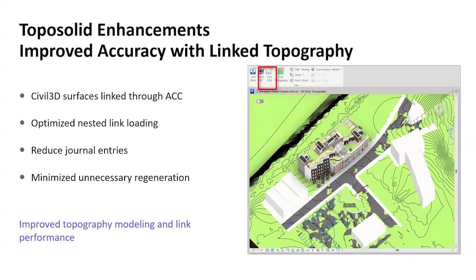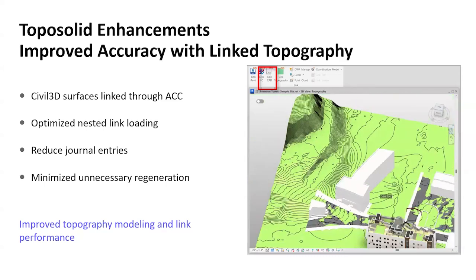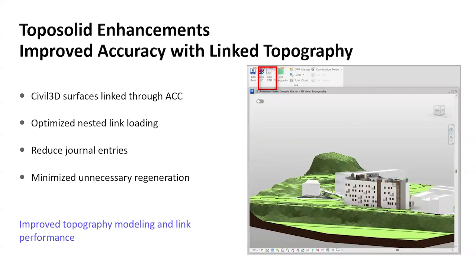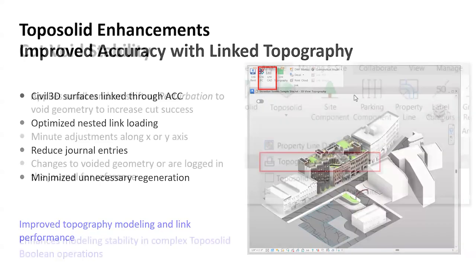The performance enhancements include optimized nested link loading, so reducing processing for complex link models. There's some additional optimizations, reducing journal log entries, so minimizing unnecessary regeneration for the linked nested models.